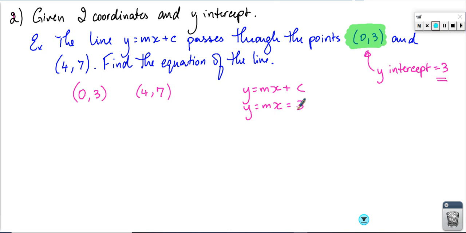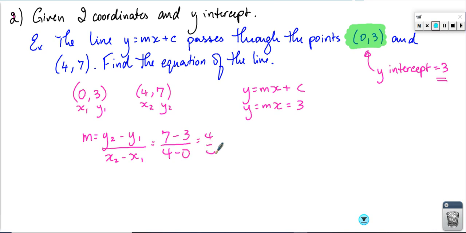Now we have those two coordinates, 0,3 and the coordinate 4,7. The equation is y equals mx plus c. We already know that the y-intercept is 3. We need to find the gradient. So I'm going to do as we did in the other examples. X, y. This is 1. This is 2. So gradient is y2 minus y1 on x2 minus x1. y2 is 7, y1 is 3. 4 minus 0, that's 4 on 4, that's 1. So now we can write down the answer. Y equals 1x plus 3. Okay, so there we have the equation of this line.